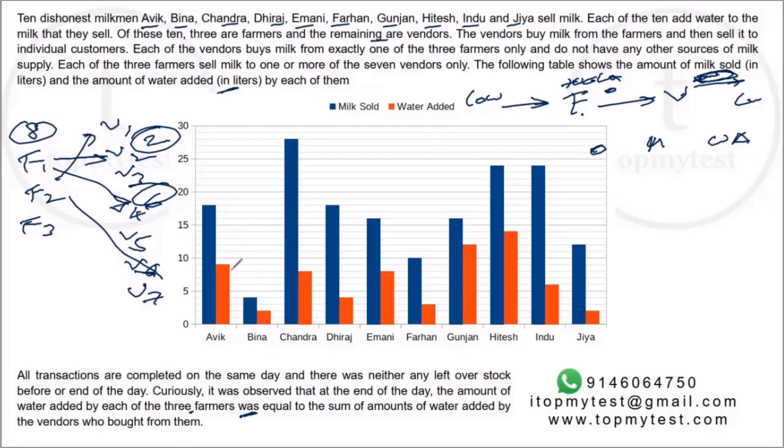So Avik might be a vendor, might be a farmer. So the balance 18 minus 9, which is 9 liters, might have been pure milk or milk plus water, depending on whether Avik is a vendor or a farmer. Same thing happens with Beena, Chandra, etc. So we need to track these data points: the amount of water added and the amount of milk sold, the final quantity. These two are given to us. So this minus this will basically be the procurement of milk.